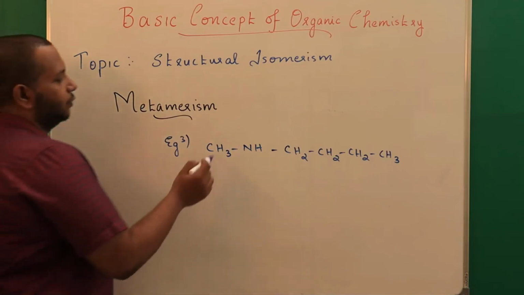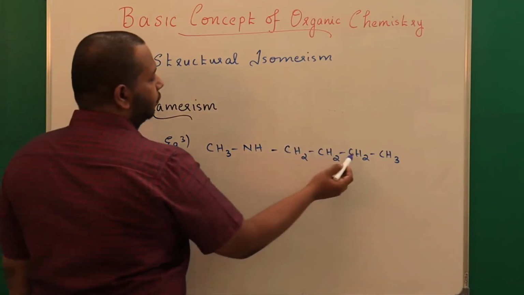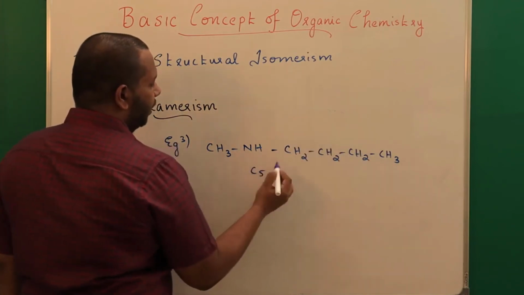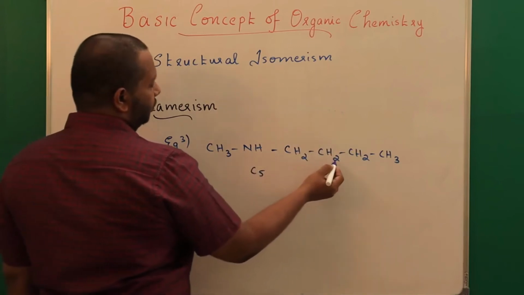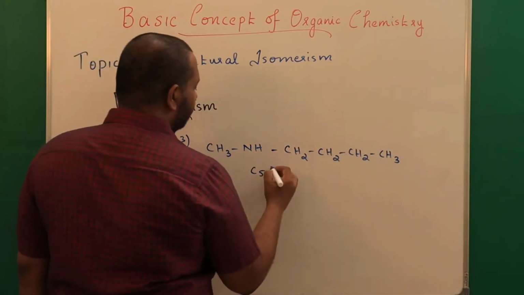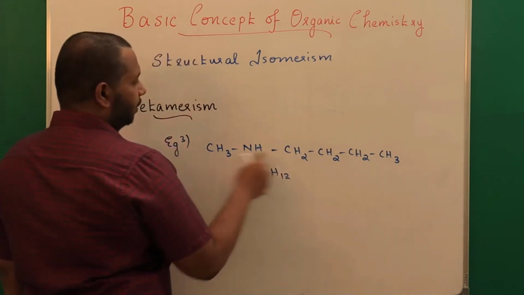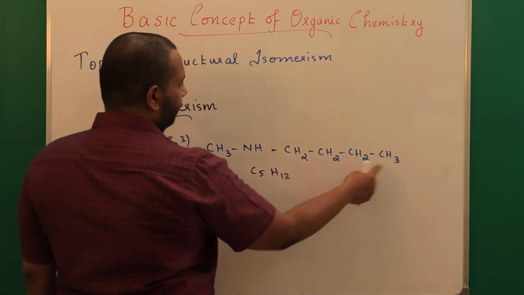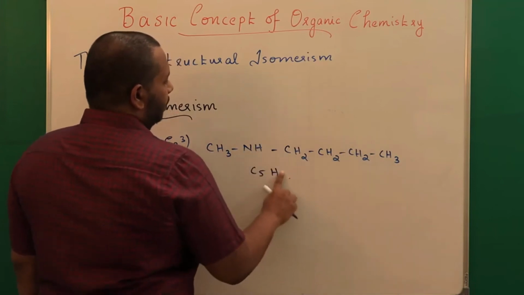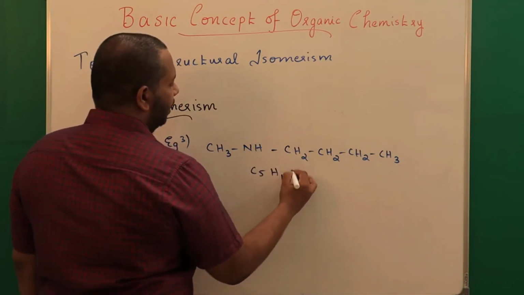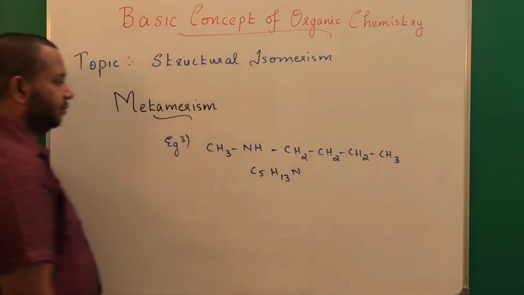Okay, so what is the molecular formula? 1, 2, 3, 4, 5. Carbon 5. 3 plus 2, 5, 5 plus 2, 7, 7 plus 2, 9, 9 plus 3, 12. C5H12. So 3 plus 2, 5 plus 2, 7 plus 2, 9 plus 3, 12 plus 1, 13 is there. Okay, and 1 nitrogen atom is there.